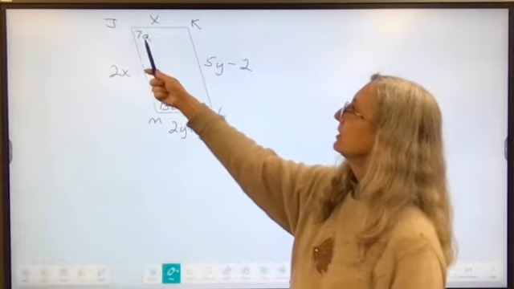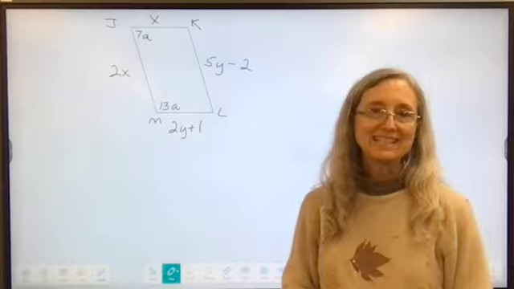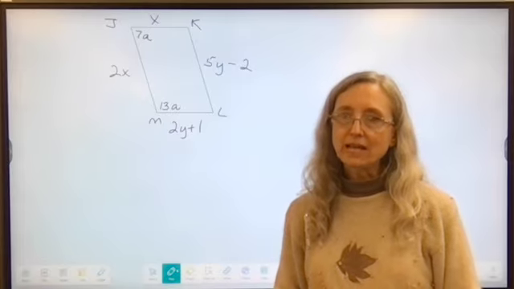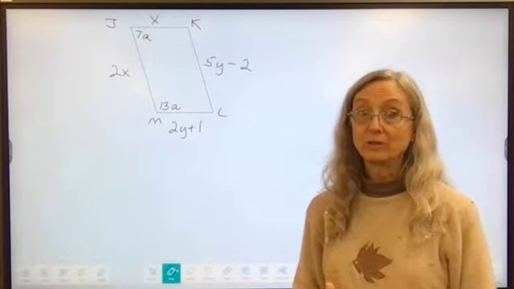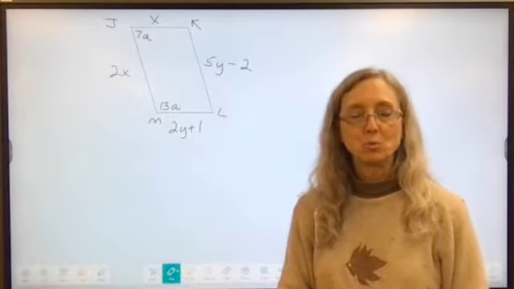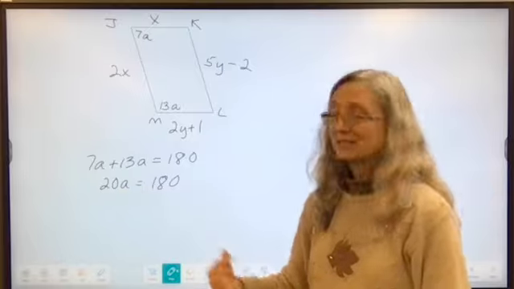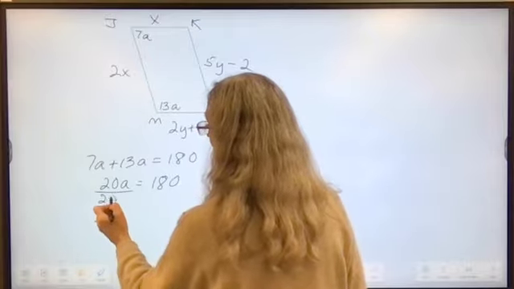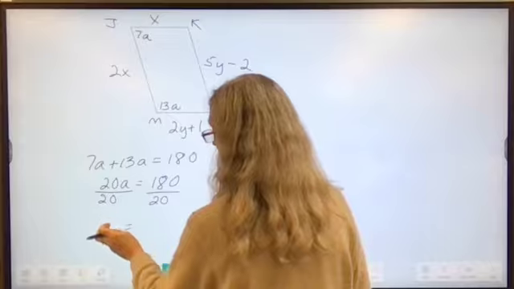I have this angle here, angle J is 7A and angle M is 13A. Those two angles are consecutive. If they're consecutive angles in a parallelogram, then they should add up to 180. So 7A plus 13A equals 180. So when I combine like terms, that means 20 times A equals 180, and when I divide by 20, then that means A is equal to 9.